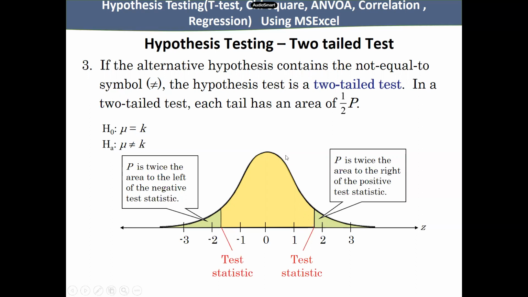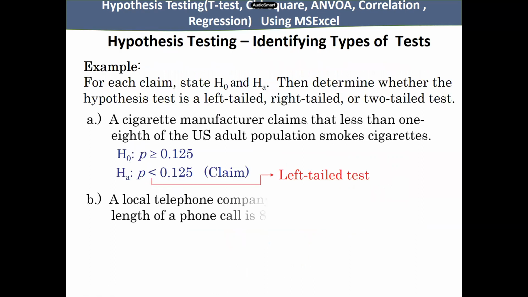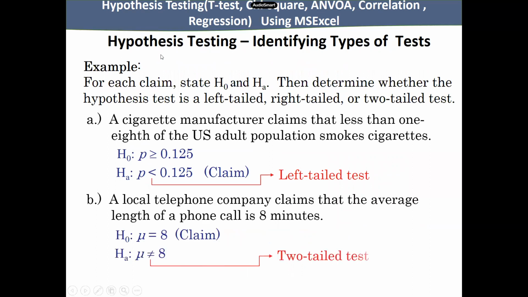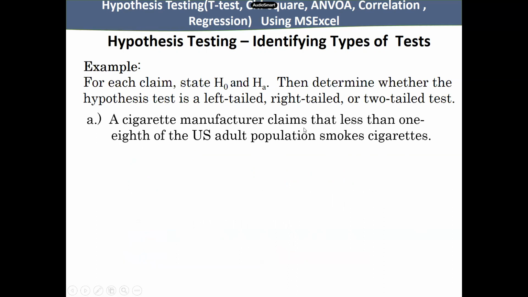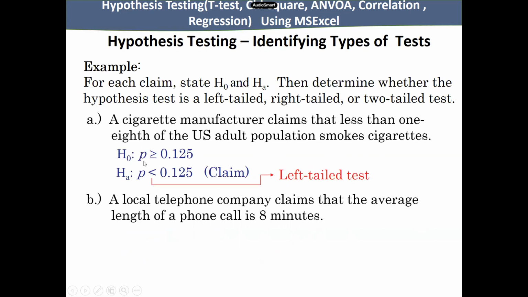So let's see. For example, for each claim, state the H0 and HA, then determine whether the hypothesis test is left-tailed, right-tailed or two-tailed. A cigarette manufacturer claims that less than 1/8 of US adults smoke cigarettes. This has less than, so the alternate is less than and the null is greater or equal to it. So we use the left tail. We talked about it.